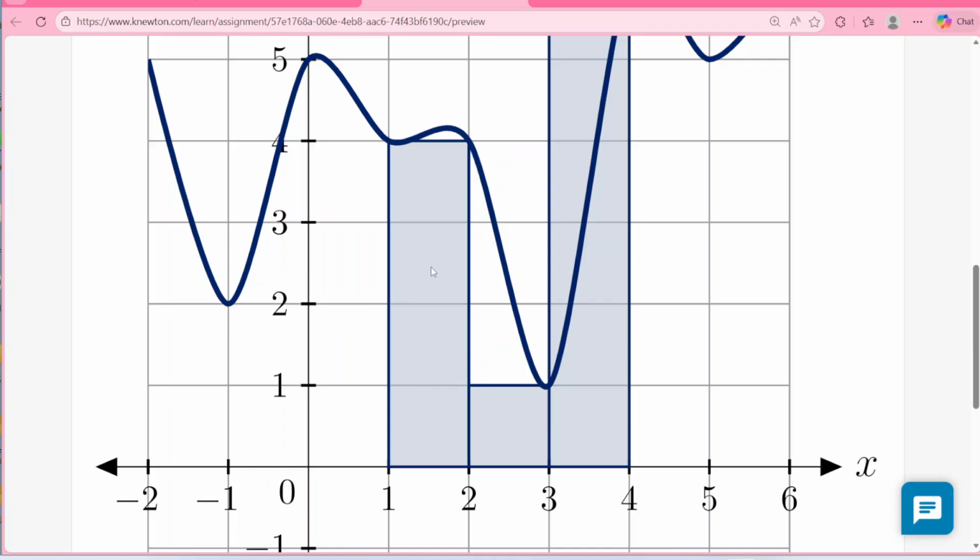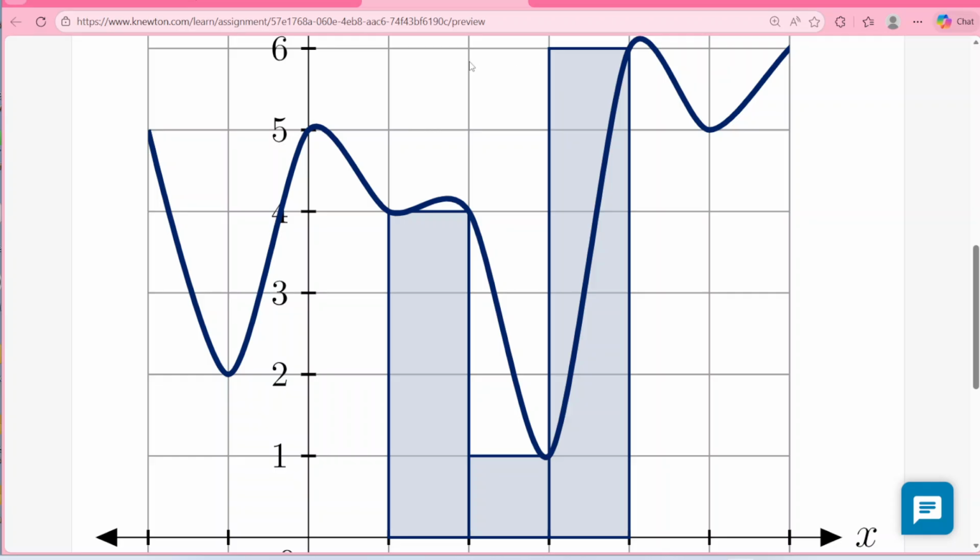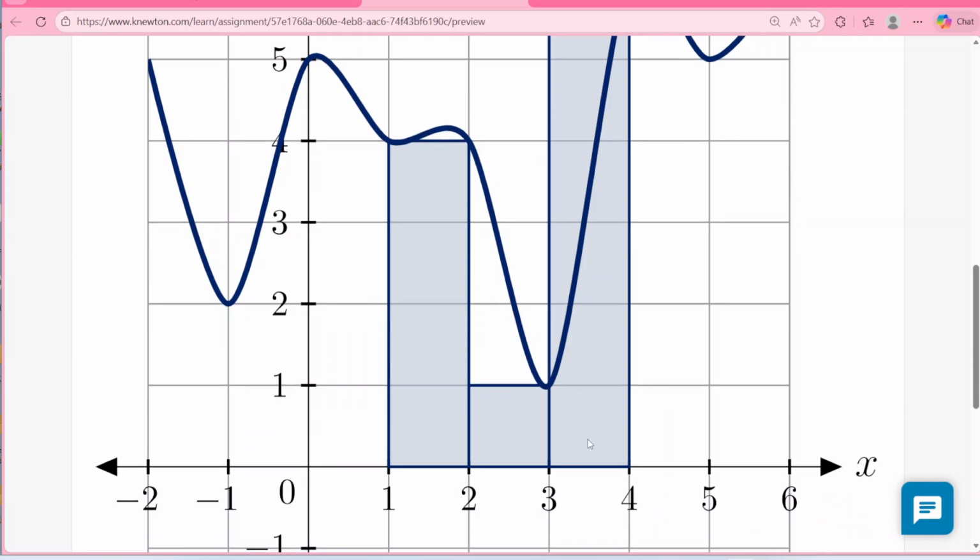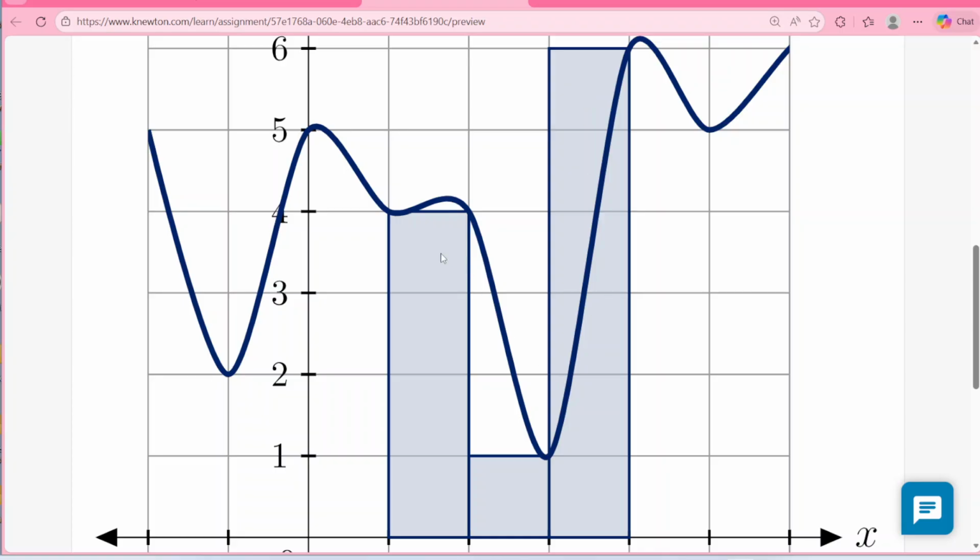So this first tall rectangle here has a height of 4 and a width of 1. So this is 4 square units. This second rectangle is just a 1 by 1, so there's 1 square unit. And this third rectangle has a height of 6 and a width of 1, so that's 6 square units. So I've got 4 square units plus 1 square unit plus 6 square units. Add all those up, and that's 11 square units that are shaded here.